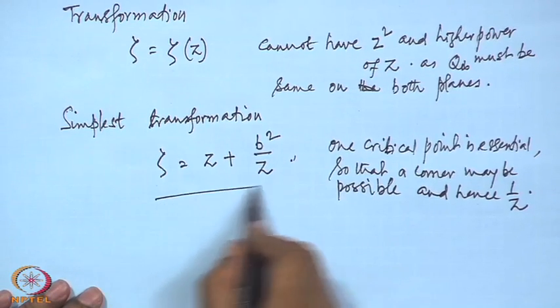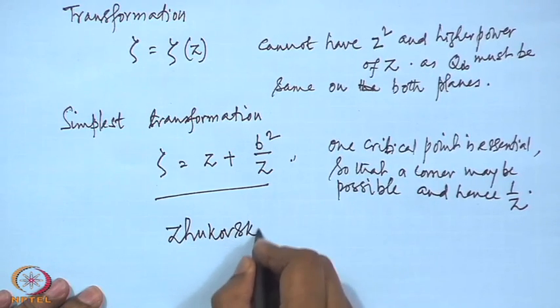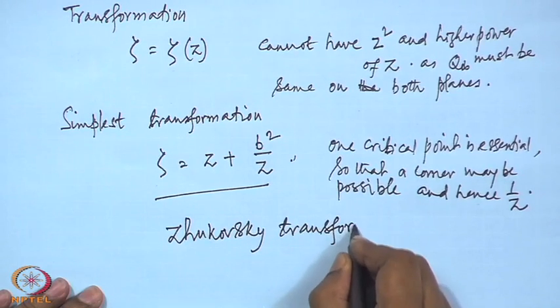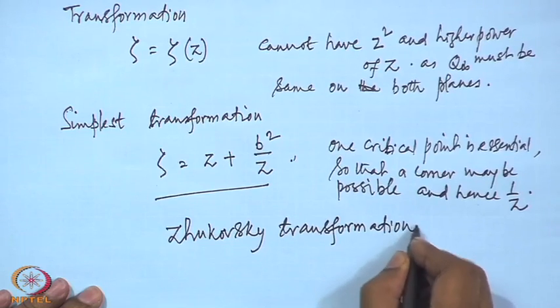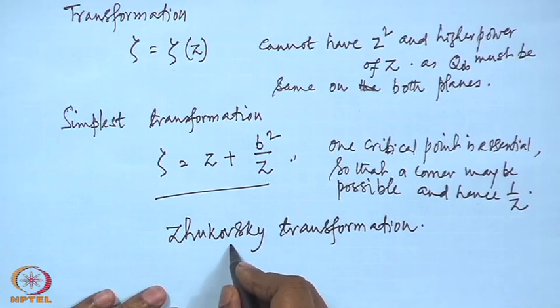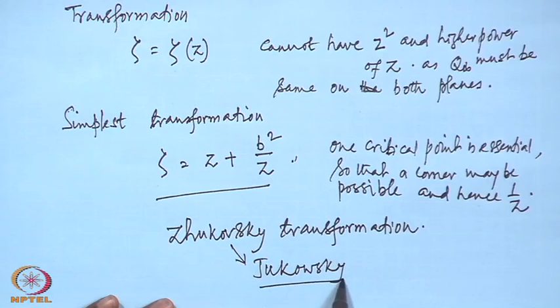And this transformation is called Zhukovsky's transformation. In some books you may find this spelling also. This spelling is also available. In some books this is how it is spelled.